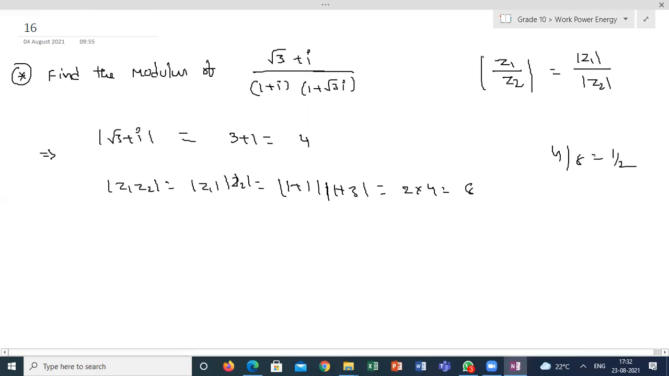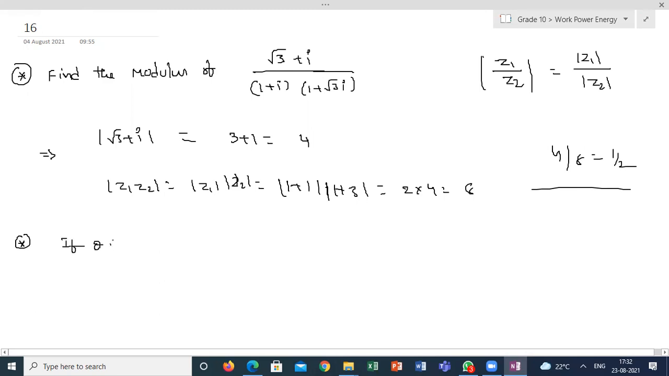Yes, sir. The answer is 1 by 2. Simplest way. Yeah. So using the same method, if they are giving MCQs, this is one of the easiest methods. Or you mention, I am using these principles, these properties of the modulus.